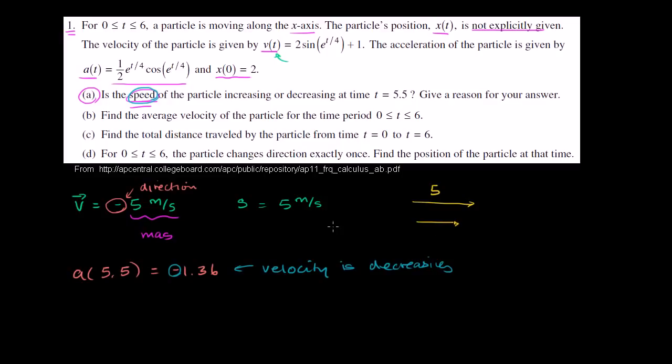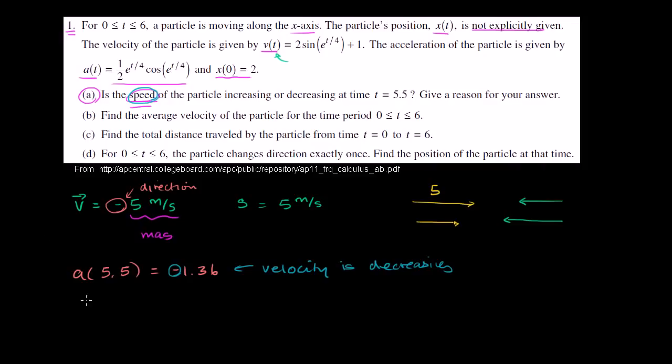On the other hand, if we have a negative velocity at time t equals 5.5, then the fact that it's decreasing means that we're getting even more negative. And if we're getting even more negative, then that means the speed is increasing. The magnitude is increasing in the leftward direction. So what we really need to do, beyond just evaluating the acceleration at time 5.5, is also evaluate the velocity to see if it's going in the left or the rightward direction.